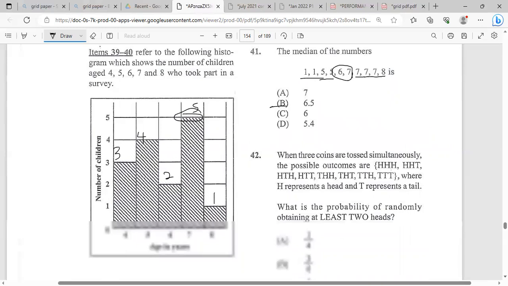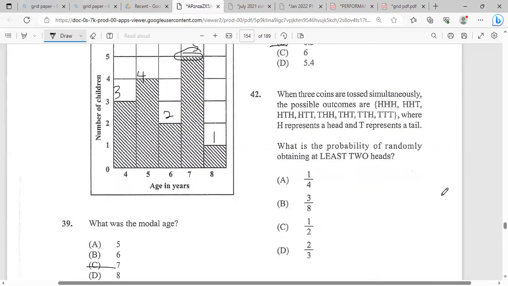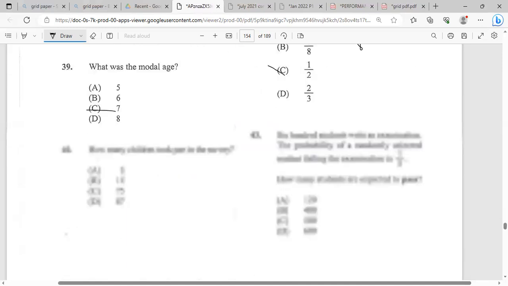All right, when 3 coins are tossed simultaneously, the possible outcomes are these, where each represents that. What is the probability of randomly obtaining at least 2 heads? All right, so this is 1. Let's look for the ones with 2 heads in them. You see that, guys? 3, let's make 4. So it's going to be 4 out of the total, which is 1, 2, 3, 4, 5, 6, 7, 8. So it's a half, right? Probability is 50%.